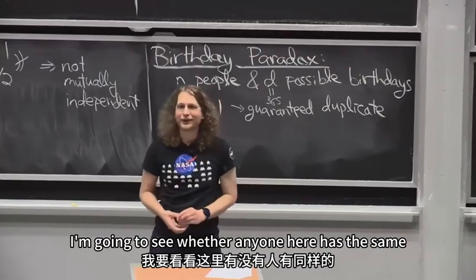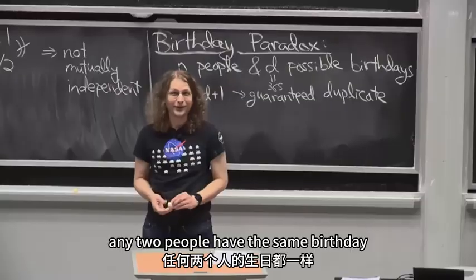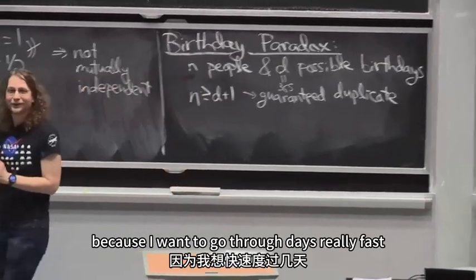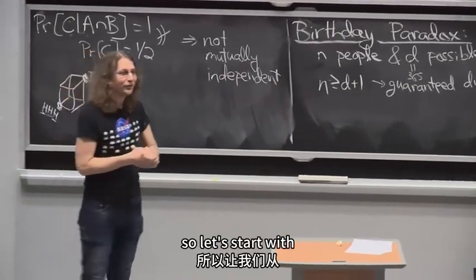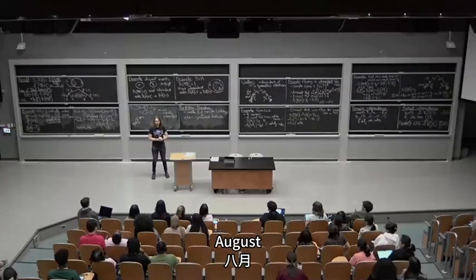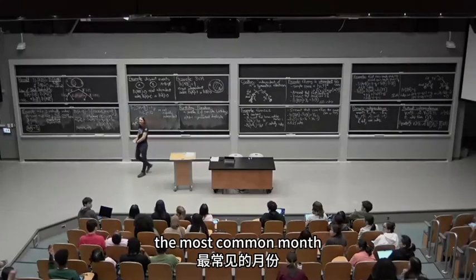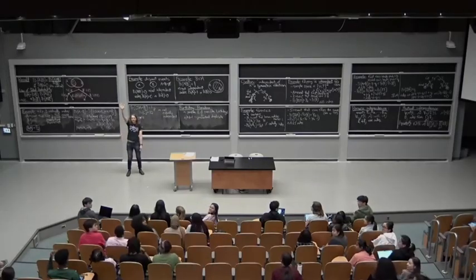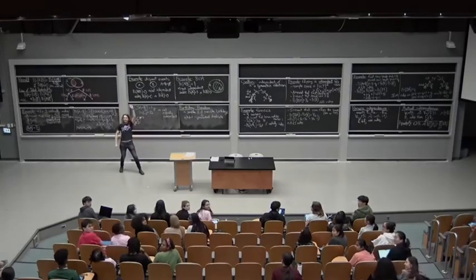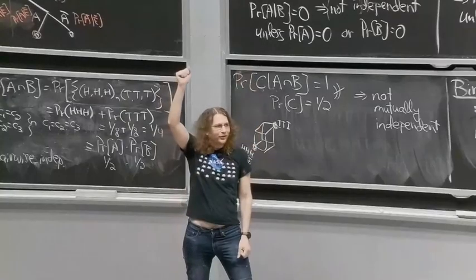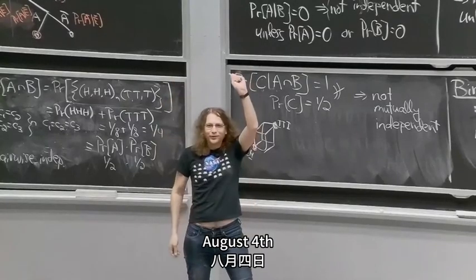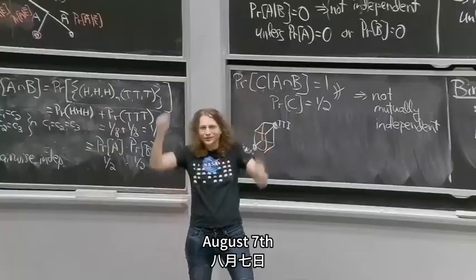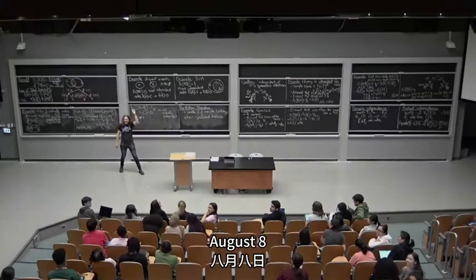which is I'm going to see whether any 2 people here have the same birthday, if you're willing to raise your hand. So please pay attention, because I want to go through days really fast. So let's start with August, the most common month. Among the August people, how many on August 1st? August 2nd? August 3rd? August 4th? August 5th? August 6th? August 7th? August 8th?